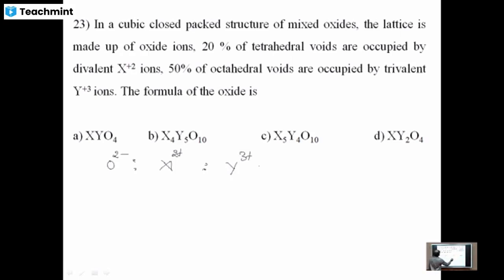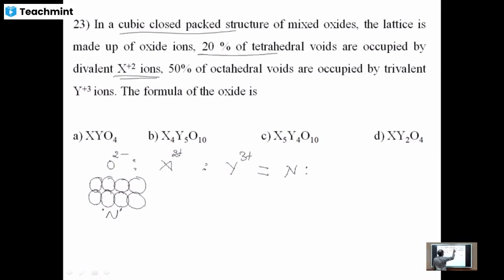Oxide forms a cubic closed packed structure, which means all the lattice sites are occupied by oxide ions. Let us assume there are n lattice sites, and they are occupied by oxide ions. Now, X+2 ion occupies 20% of tetrahedral sites.